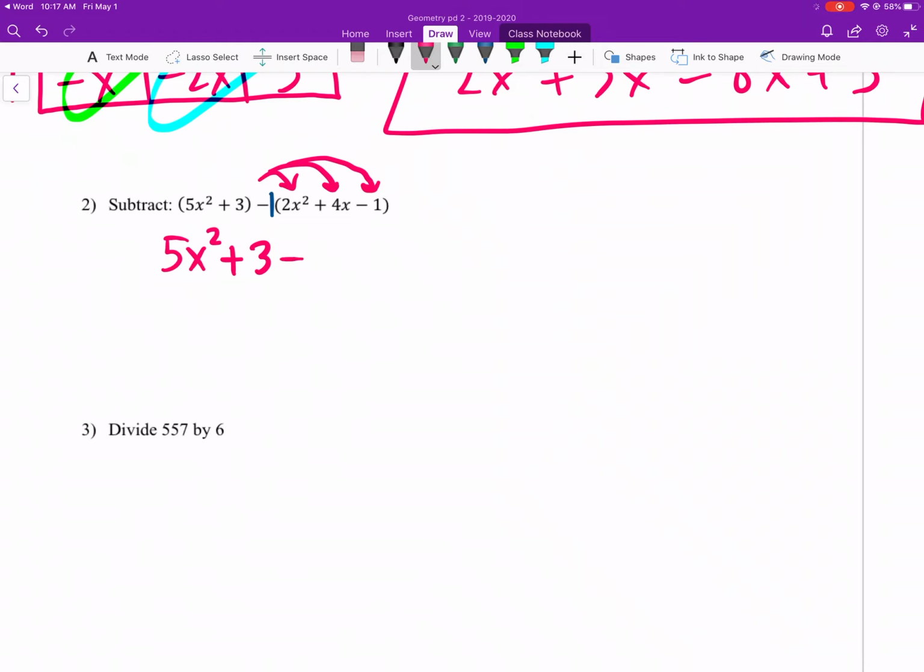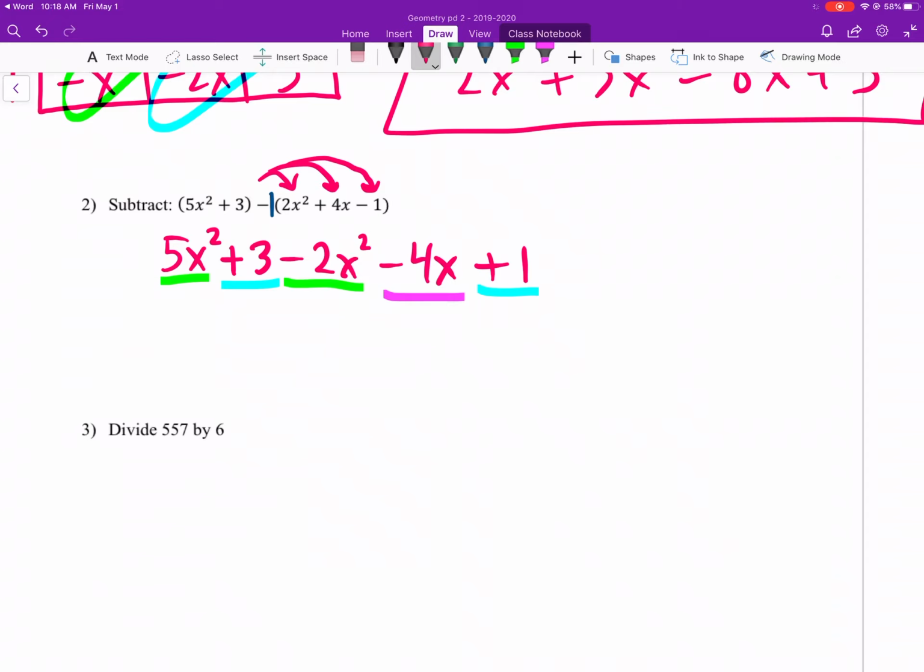So 2x squared is now negative 2x squared. 4x is now negative 4x. And negative 1 is now positive 1. So you just have to change the signs of everything that's in that second set of parentheses because there's a negative sign in front. All right, like terms, 5x squared and negative 2x squared. 3 and 1, those constants. And just for the record, the negative 4x doesn't have any like terms. No other x terms there.